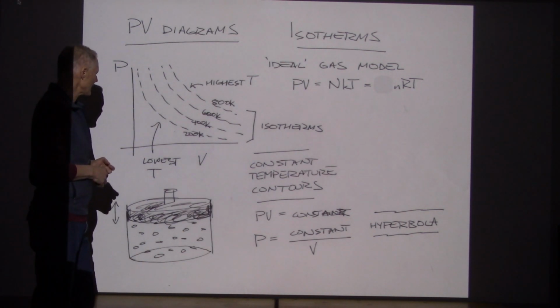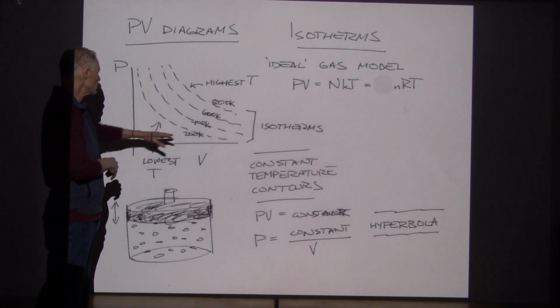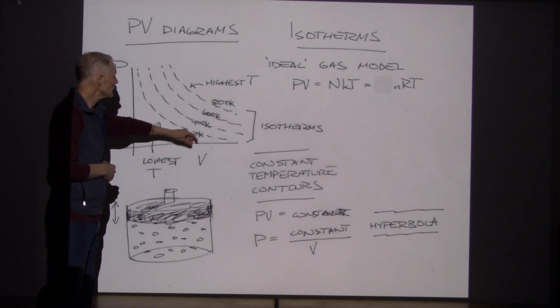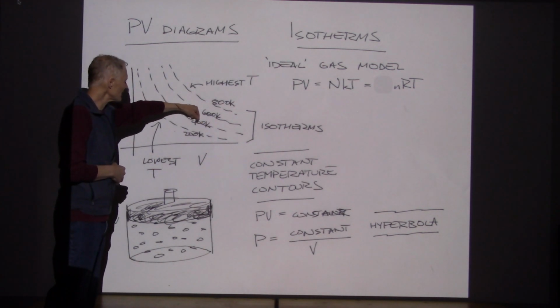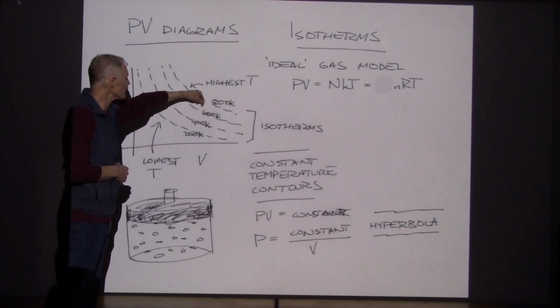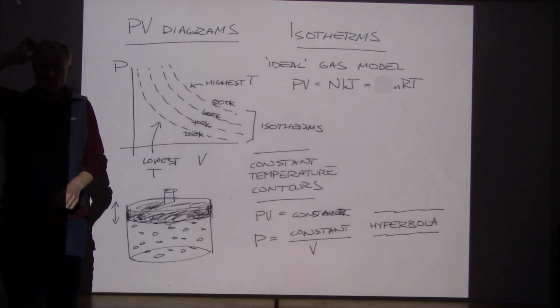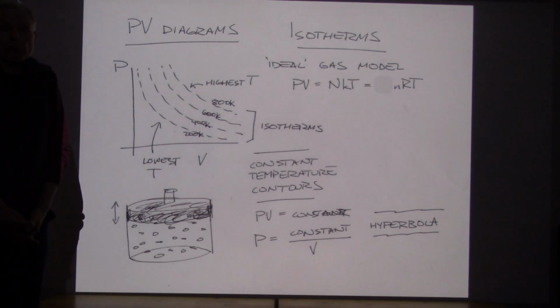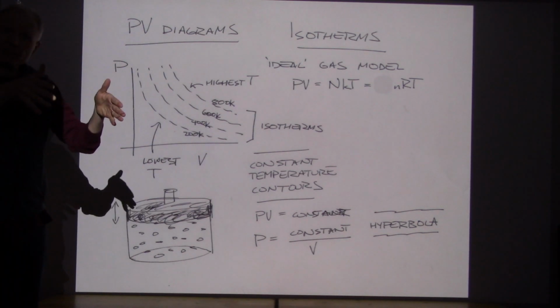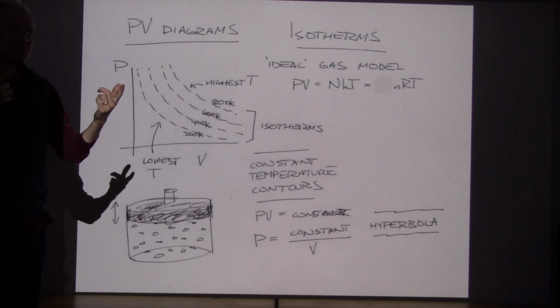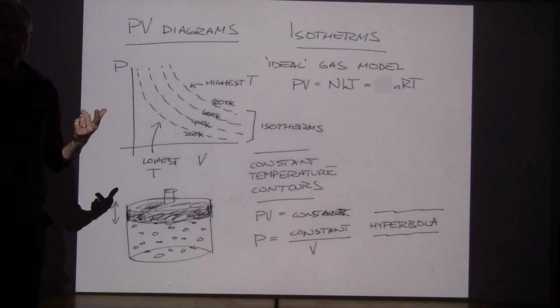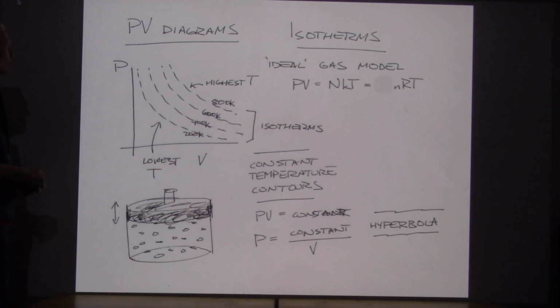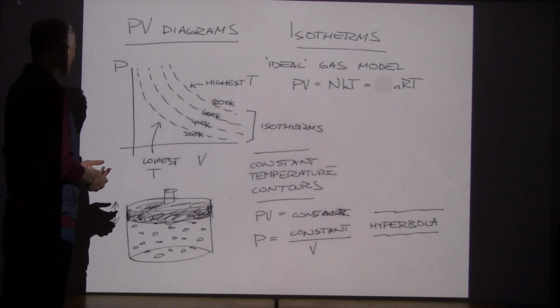So what we can do is set up a 200 Kelvin isotherm, and then increase the temperature to 400, 600, 800. So I set up a series of these isotherms, or contours of constant temperature. If I've got a gas sample at a fixed temperature, there's still this flexibility in terms of volume and pressure. Those are some remaining variables.